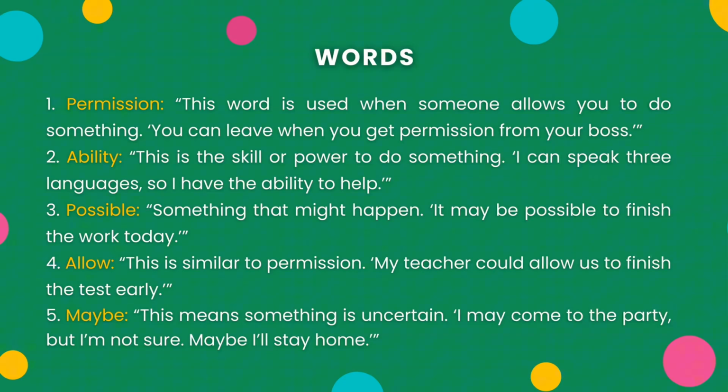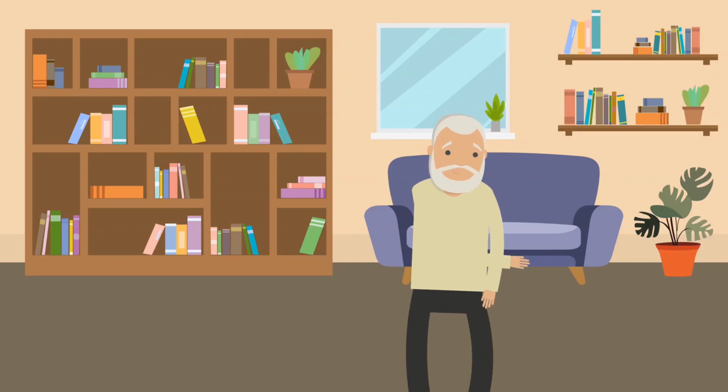4. Allow. This is similar to permission. My teacher could allow us to finish the test early. 5. Maybe. This means something is uncertain. I may come to the party, but I'm not sure. Maybe I'll stay home. Now it's story time.